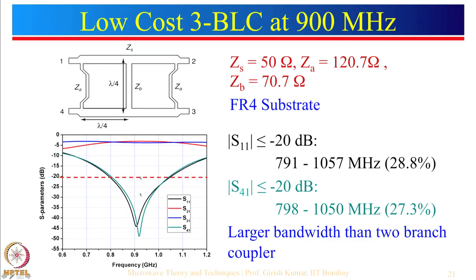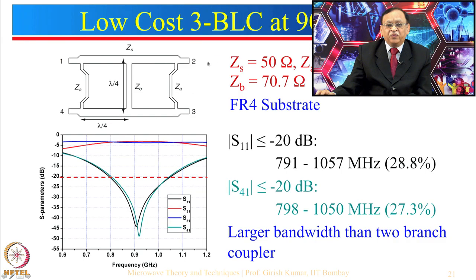So, let us see the response here. You can see that these two are the outputs at port 2 and 3. They are almost identical, within very small error. And let us see what the bandwidths are corresponding to minus 20 dB for S11 and S41. We can see that the bandwidth is much larger than the two branch coupler. Here the bandwidth is of the order of 27 to 28%, which is much larger than the two branch coupler.